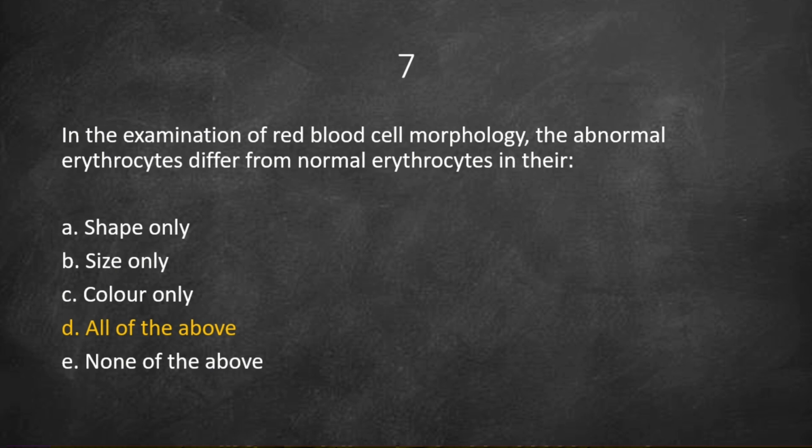Some too will be hyperchromic, where they will take much of the stain, and it's all one way or the other related to their hemoglobin content. So color too is very much used. So the correct answer, or the correct option here, is D. That's all of them. So all these three above here are very useful in distinguishing red cell morphology.